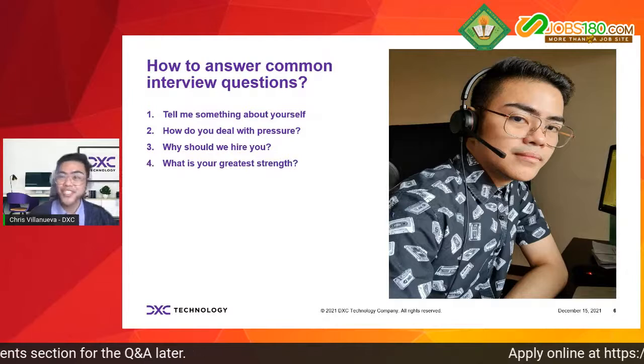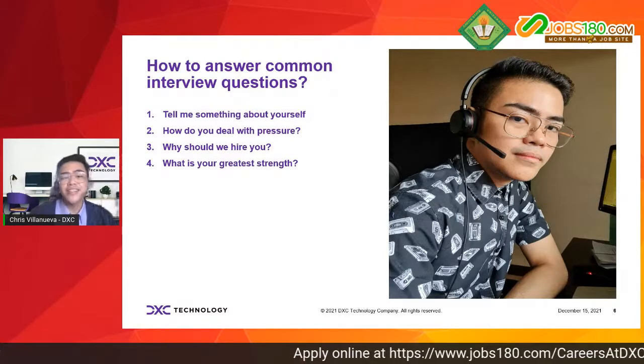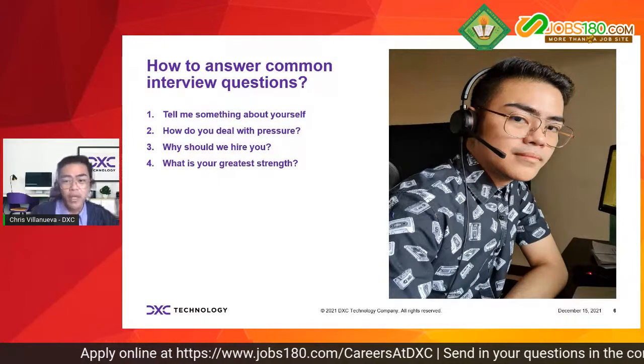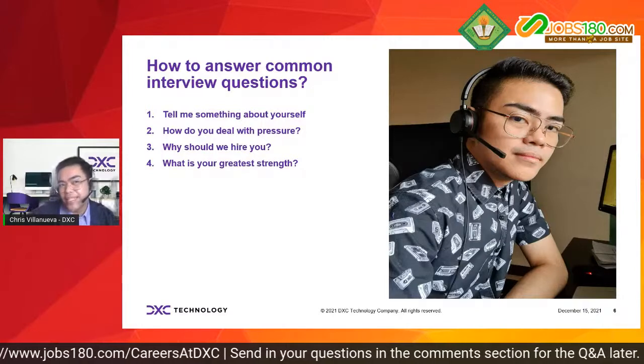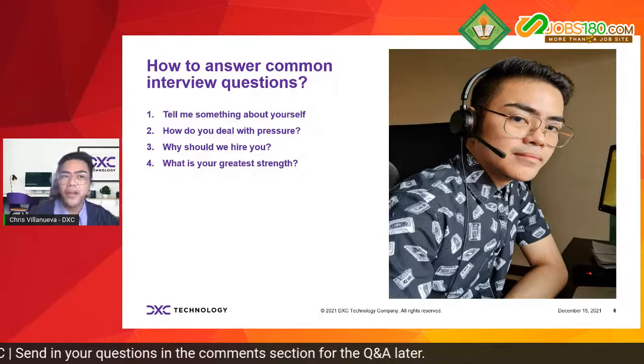Next is, what is your greatest strength? So it is important to discuss in this part the attributes that qualify you for that specific job and will set you apart from the other candidates. So for example, let's say you're applying for a recruiter position and you are a fresh graduate.